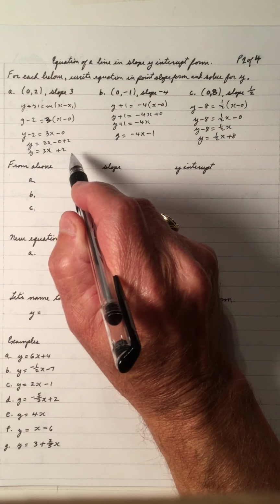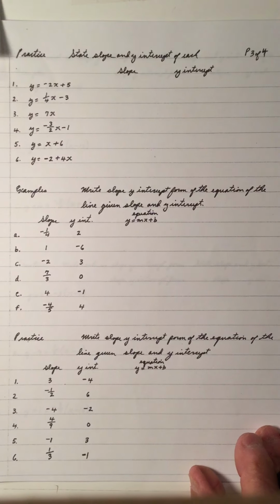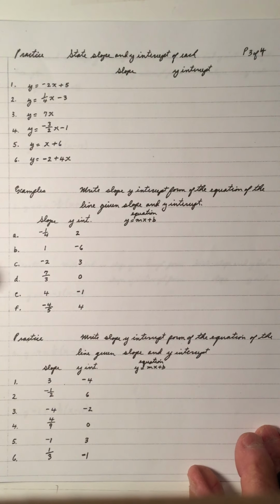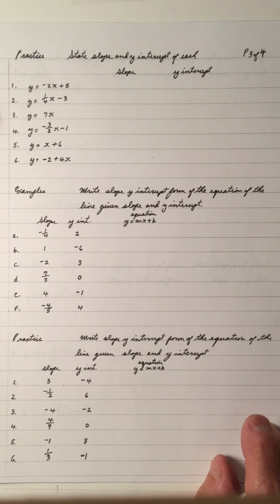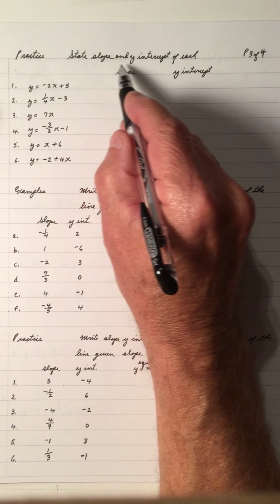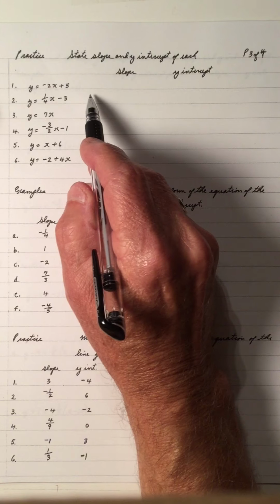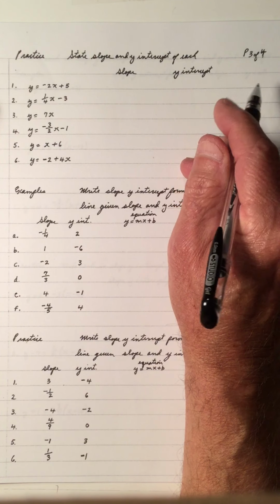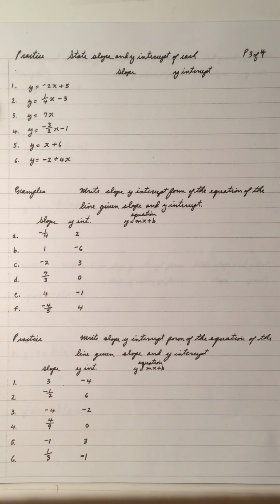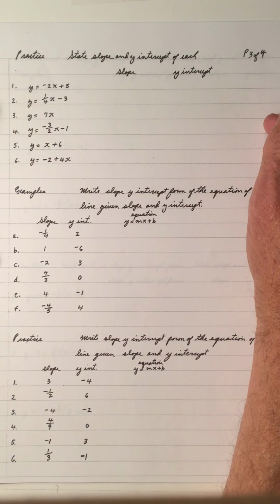Okay, let's continue. Slope y-intercept form, very important form in relation to the equation of a line. But the equation of a line has many forms, so that's where we'll keep practicing. State the slope and y-intercept of each. That means you can pause your video and work these out to see if you're right. And when you get them done, check back to see if your answers are right.